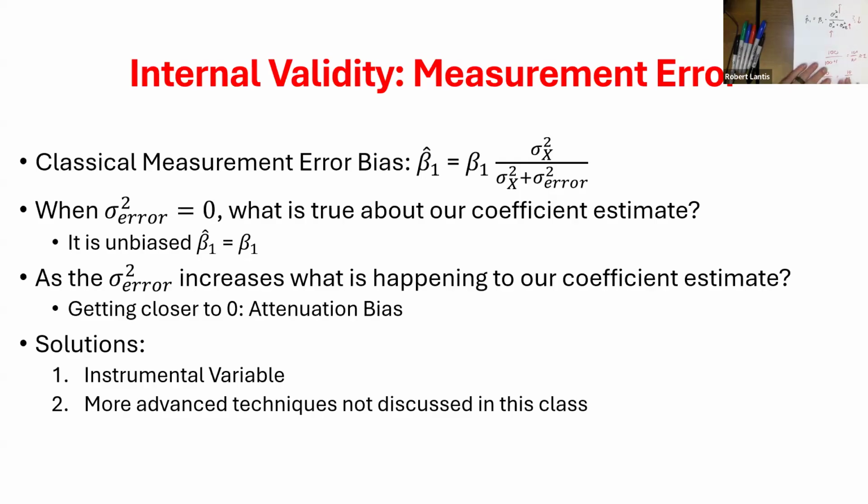I probably wouldn't push you quite this far, but I might expect you to answer a question like this: if I have an increase or decrease in the variance of the measurement error, is that going to cause a larger attenuation bias, pushing me further away from 0, or get me closer to 0? Any questions on this idea?